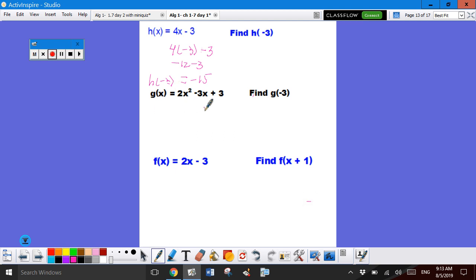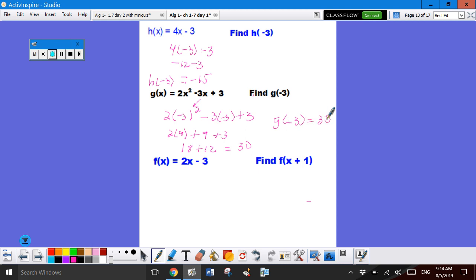The next one, notice I have a power. So 2, I have a power. Put in your negative 3. Remember, anything to a power of 2 is positive, so that's 2 times 9. Negative negative is positive, that's 9. So 18 plus 12, that's going to give me a 30. So g of negative 3 is 30.